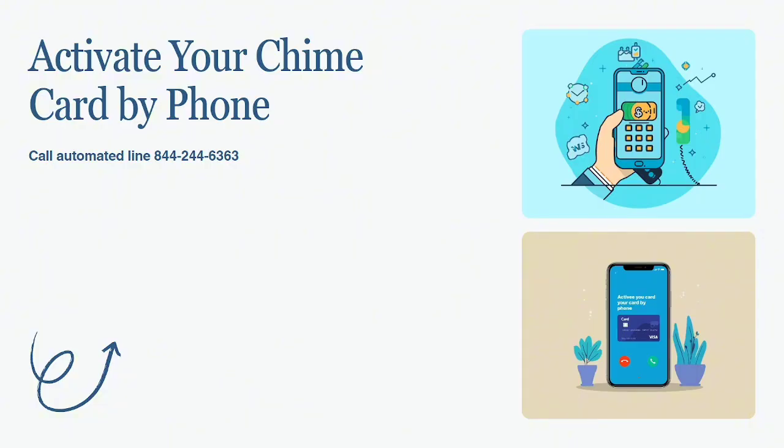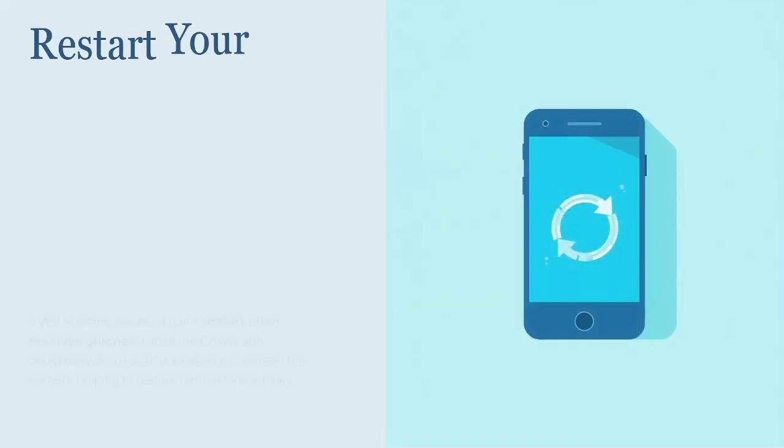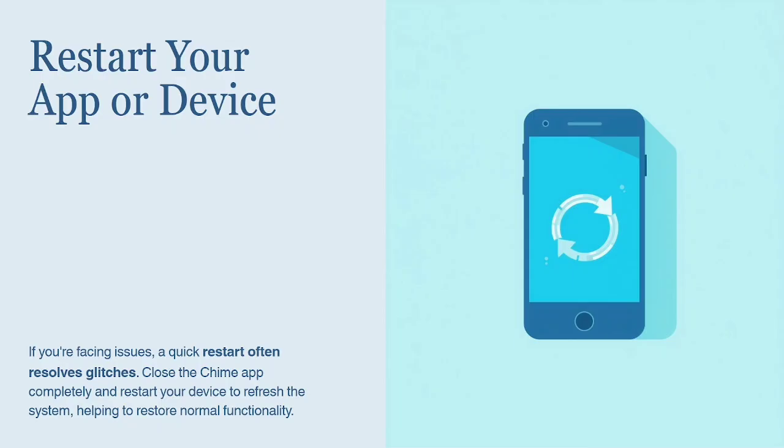Lastly, try these troubleshooting tips. You can restart your app or the device. Close and reopen the Chime app or restart your smartphone. This can temporarily clear software glitches and ensure that your application is updated. Make sure that you are using the latest version of Chime.